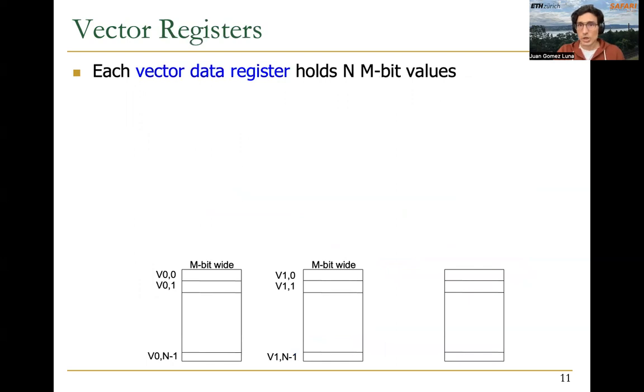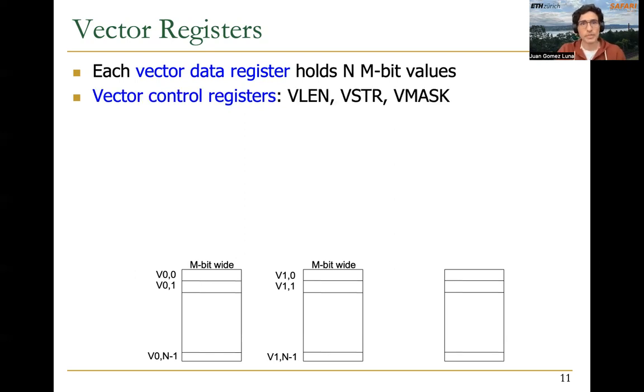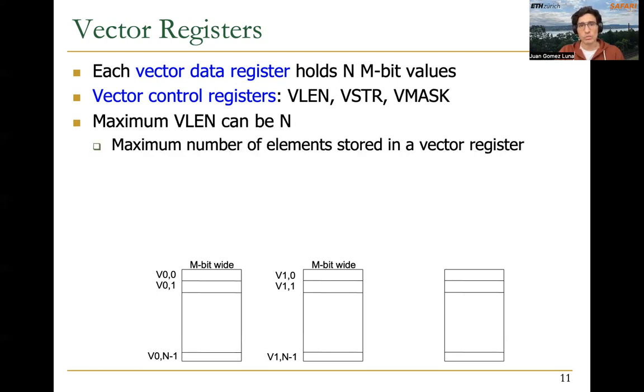The size of a vector register is n, and that means that the vector register can hold n values of m bits, or in other words, the size of the vector register in bits is n times m. There are also control registers, or vector control registers. We have already mentioned two of them. The first one is the vector length. The second one is the vector stride. And there is a third one, the vector mask, that we are going to use for conditional operations. We will speak about them later.